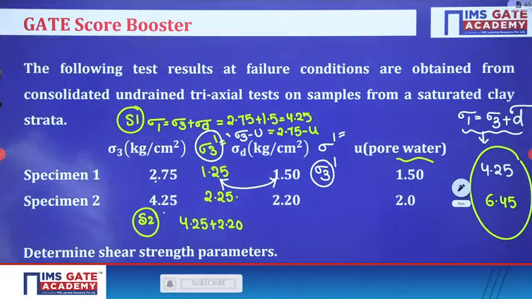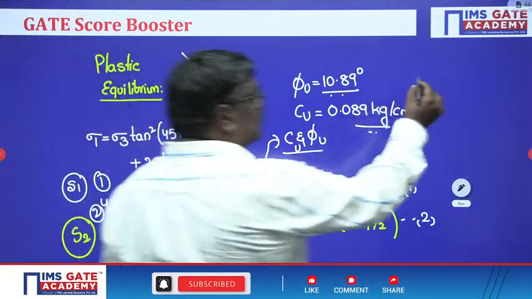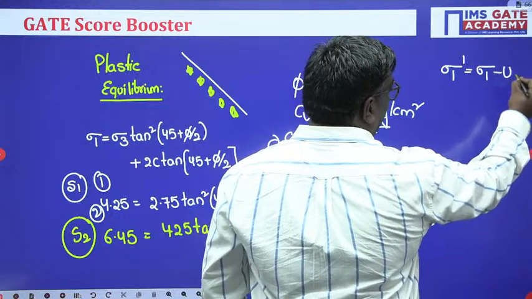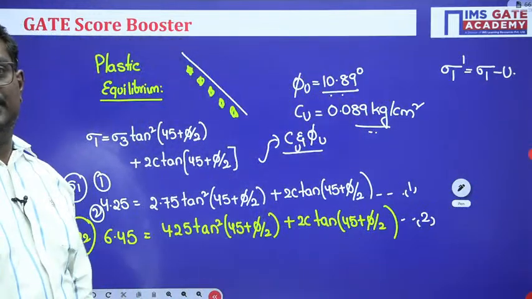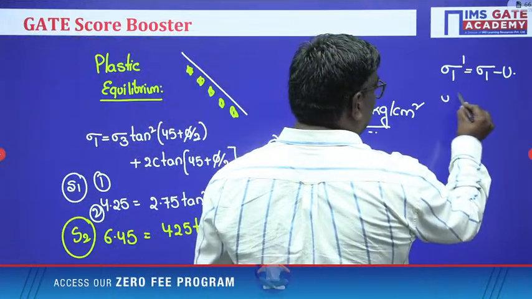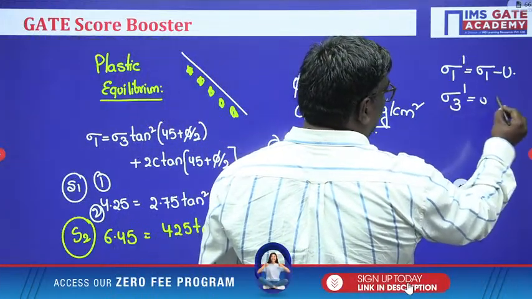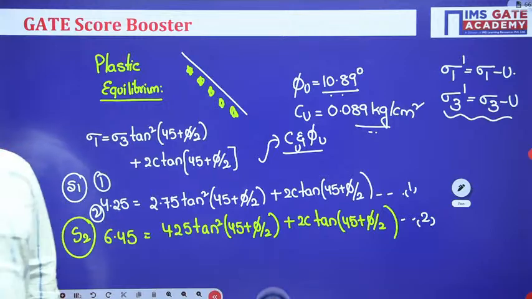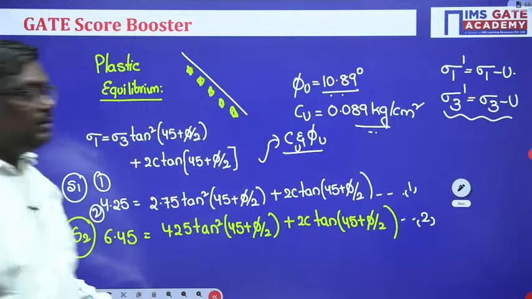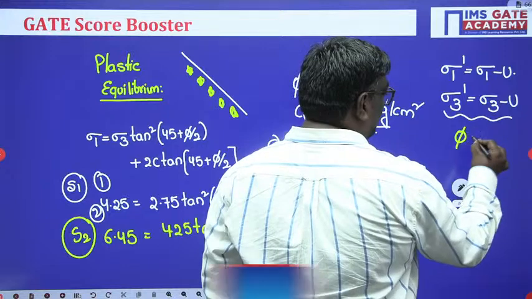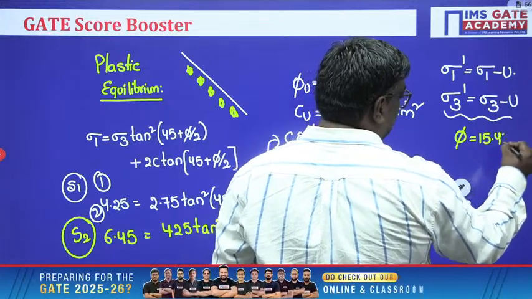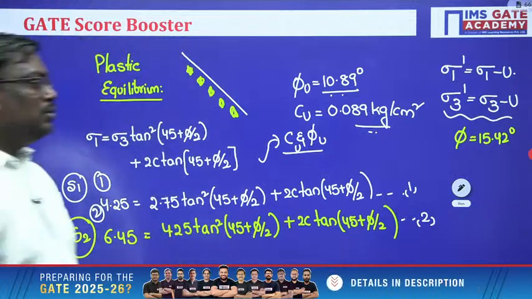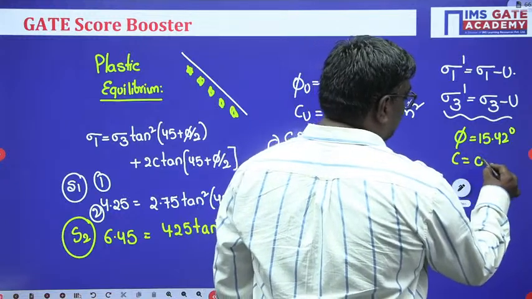Are you following, sir? Let me write here. I don't have a space. So here, you know sigma 1 dash will be equal to sigma 1 minus u. You have to remove the pore water pressure. Are you following? Similarly, you have to find sigma 3 dash, which means sigma 3 minus u. Okay. In this case, same equation. If you plug in these equations, you will get phi is equal to 15.42 degrees. Are you following, sir? And similarly, C is equal to 0.24 kg per centimeter square.